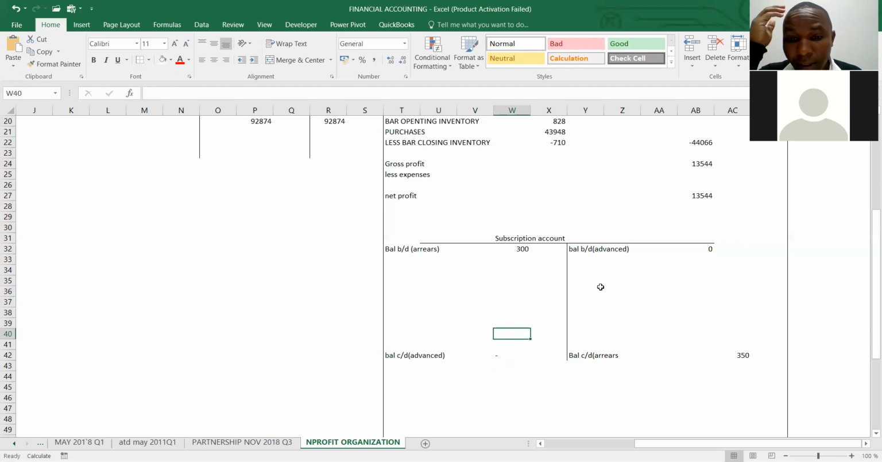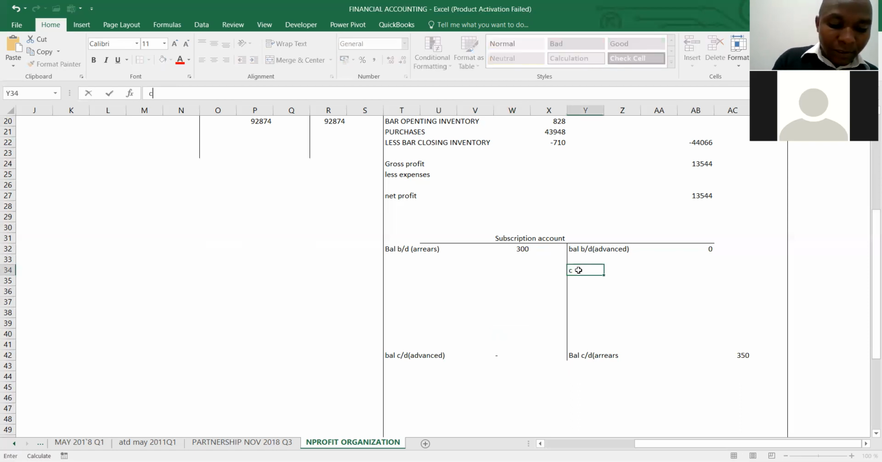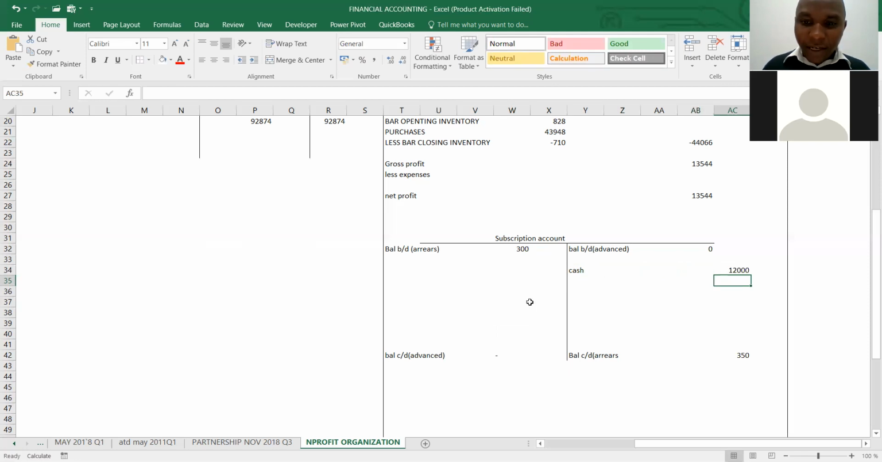Then you have to ask yourself, did I receive any subscription during the period? So you go back to your cash book. In my cash book on the debit side, I have subscription of how much? 12,000. So if we debit the bank or cash book, we should credit this subscription account. So here we will say cash of 12,000. The balancing figure here will go to the income and expenditure account.